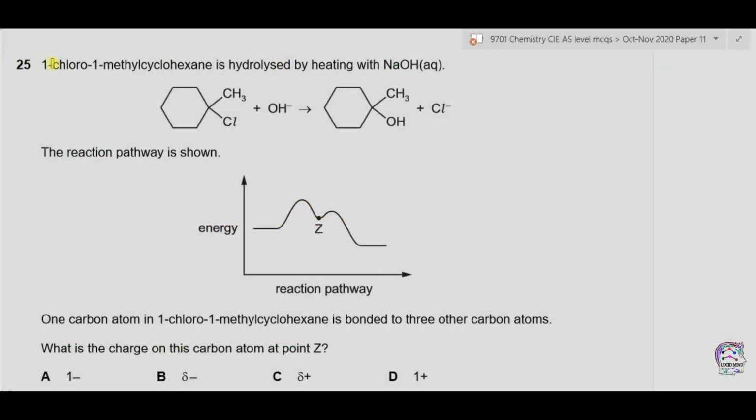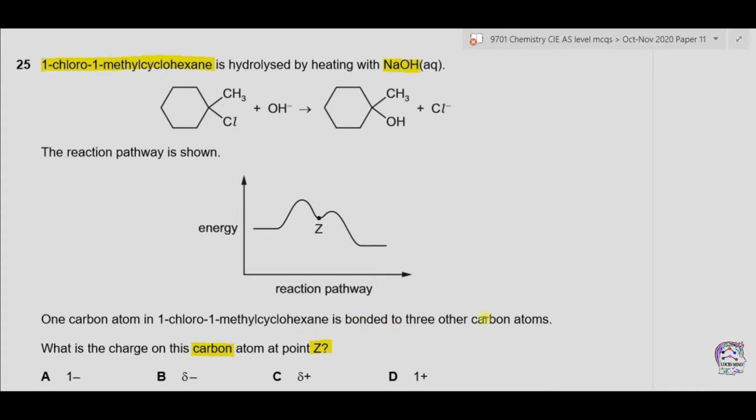Question 25. 1-chloro-1-methyl cyclohexane is hydrolyzed by heating with sodium hydroxide. We have the product. The reaction pathway is shown. One carbon atom in 1-chloro-1-methyl cyclohexane is bonded to 3 other carbon atoms. What is the charge on this carbon atom at point Z?